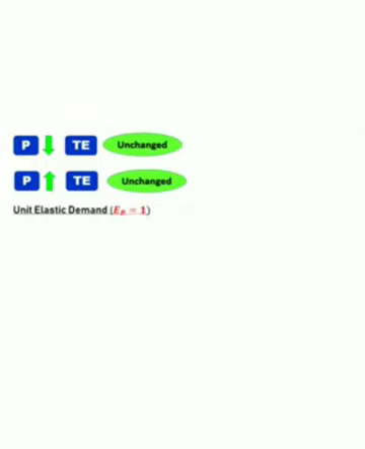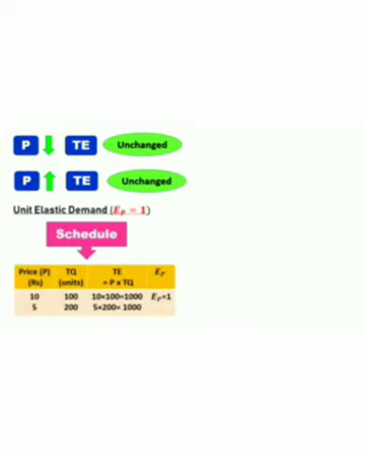It can also be explained numerically with a schedule. Here again initial price is rupees 10, total quantity purchased is 100 units and total expenditure is rupees 1000. When price falls to rupees 5, then total quantity purchased increases to 200 units and therefore total expenditure remains unchanged at rupees 1000. Here, total expenditure has not changed with the fall in price. Hence, EP is equal to 1.